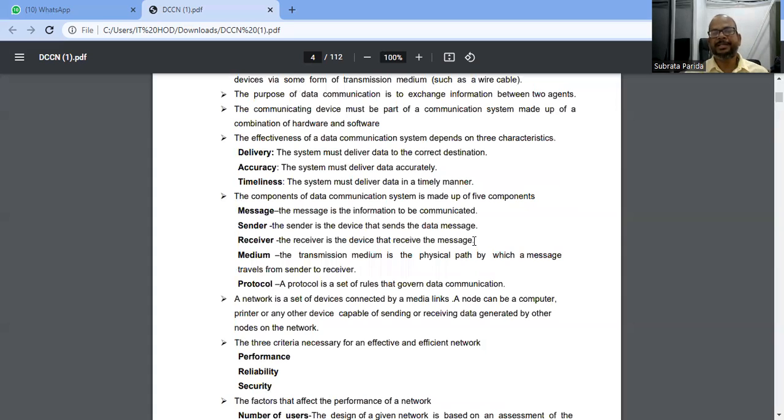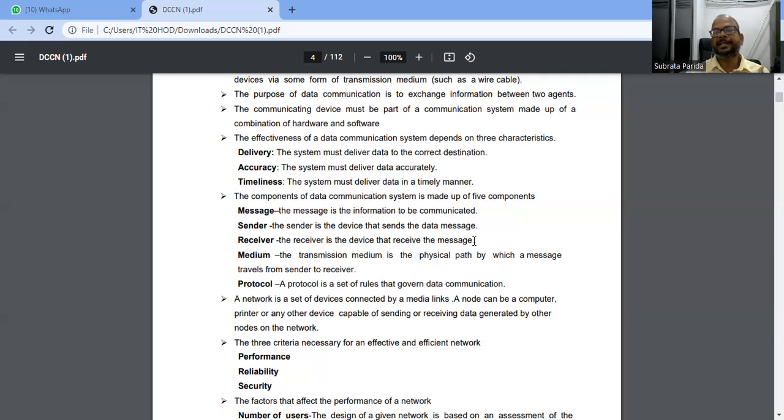Now, what is that network system? The network is a set of devices connected by a media link. Suppose there are numbers of nodes under one network. A node can be a computer, a printer, or other type of device capable of sending and receiving data generated by other nodes on the network. Under one network, all the devices must have the capability to send and receive data through that networking system.